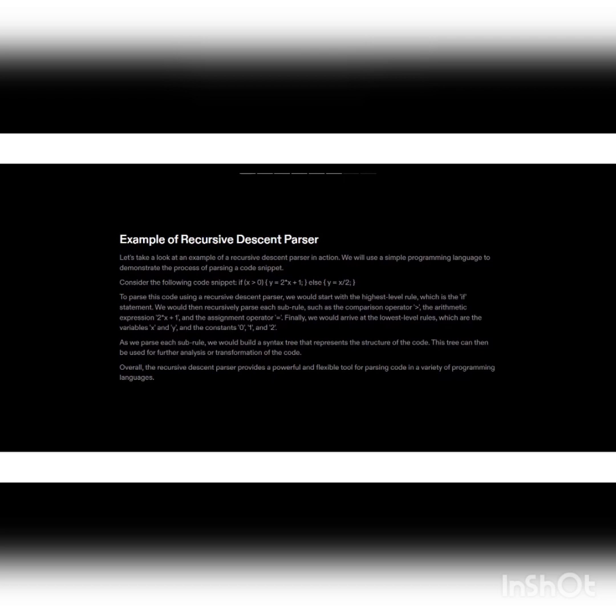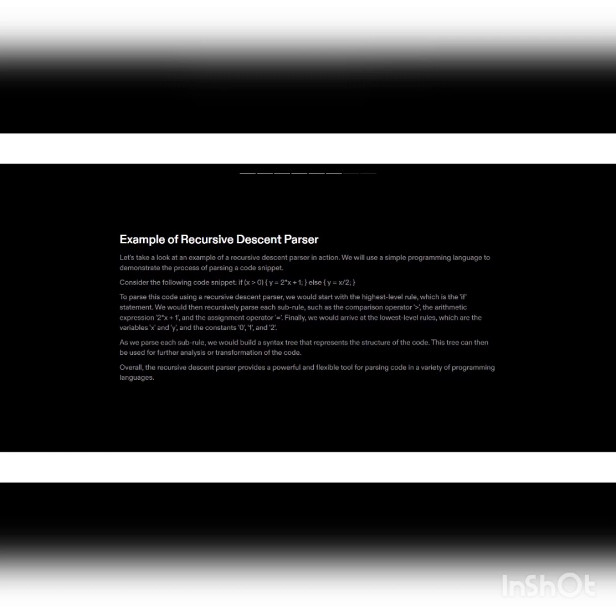To parse this code using a recursive descent parser, we would start with the highest level rule, which is the if statement. We would then recursively parse each subrule, such as the comparison operator, the arithmetic expression, and the assignment operator. Finally, we would arrive at the lowest level rules, which are the variables x and y and the constants 0, 1, and 2. As we parse each subrule, we would build a syntax tree that represents the structure of the code. This tree can then be used for further analysis or transformation of the code.